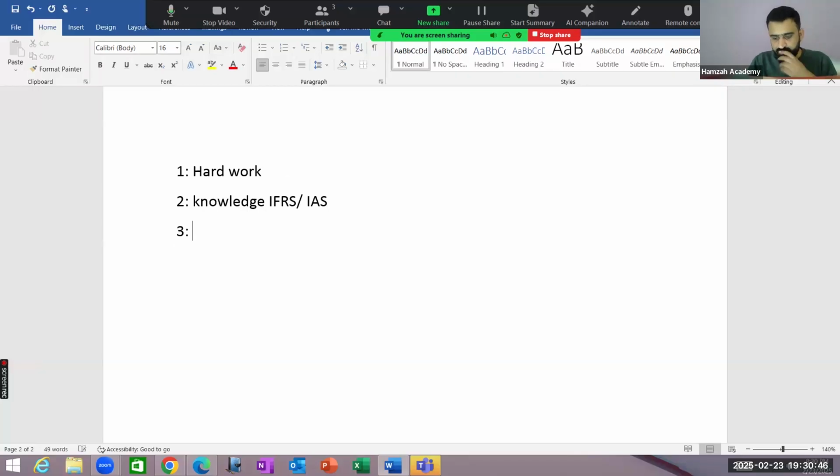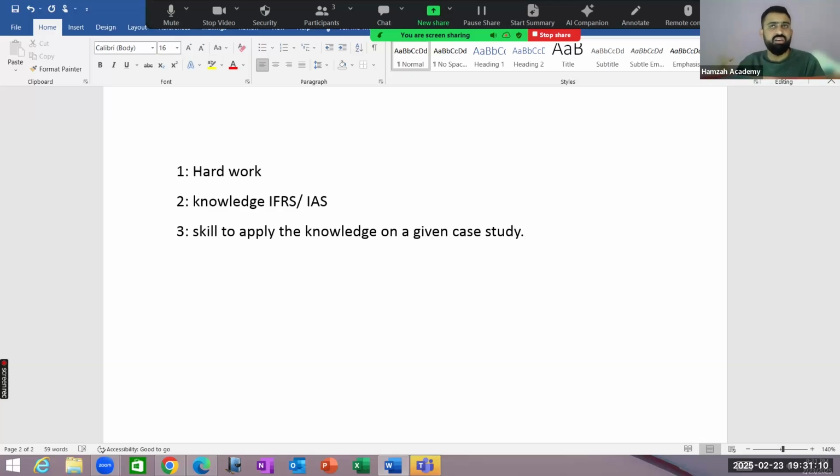Number 3, you should develop a skill to apply the knowledge on a given case study. You get the knowledge of financial instruments. You get the knowledge of provisions, contingent liabilities, contingent assets. You have a good grip on share-based payment, IFRS 2. You have a good grip now on employee benefits.